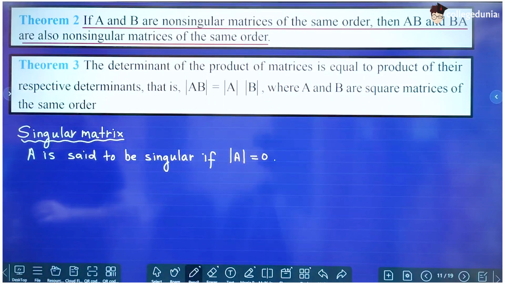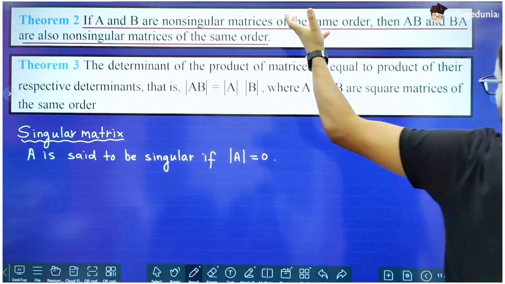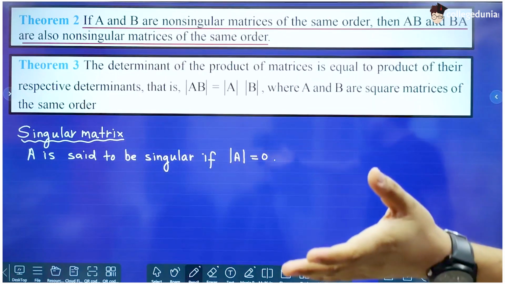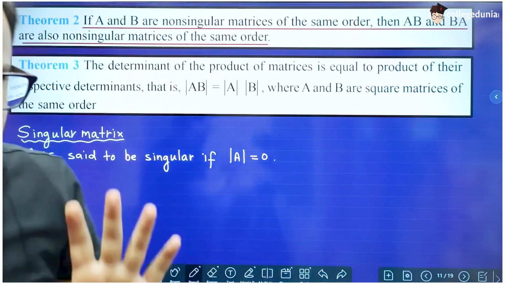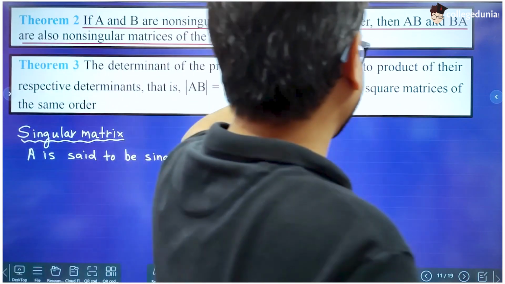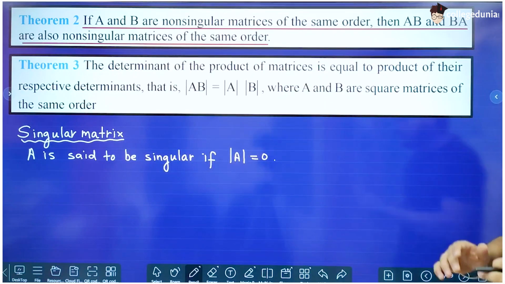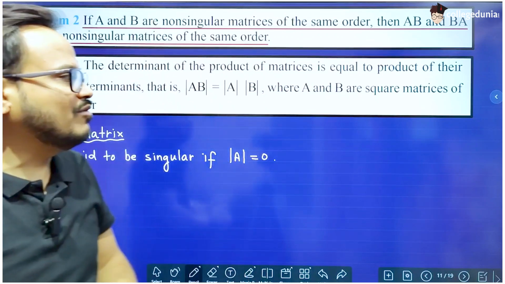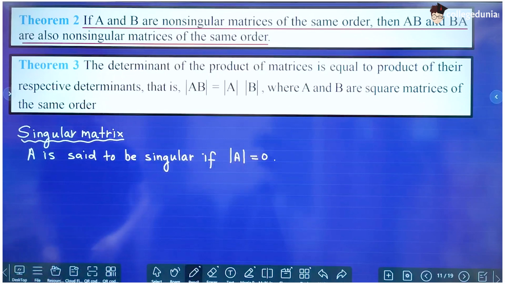So if there are two matrices which are non-singular and they have the same order, like 2 by 2 and 2 by 2, then AB and BA are also non-singular. If two matrices are non-singular, then their product is also a non-singular matrix of the same order, right? Theorem 3. The determinant of the product of matrices is equal to the product of their respective determinants. If you multiply two matrices and then find the determinant of that matrix, that is equivalent to the product of their individual determinants. And that is very simple to understand.